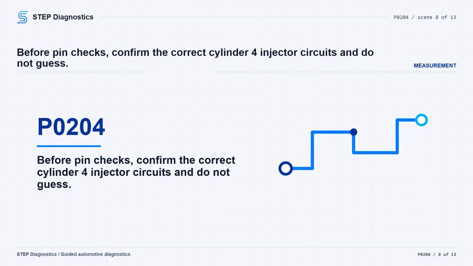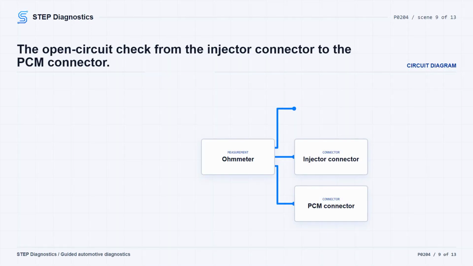With the ignition off, disconnect the direct fuel injection fuel injector connector and the PCM connector. This test set covers multiple injectors, so only measure the circuits that apply to cylinder 4 and the component being diagnosed. If you cannot positively identify the correct cylinder 4 injector connector and circuits, pause and do not guess. For the open circuit check, resistance must be less than 5 ohms. If it is not less than 5 ohms, repair the open circuit, clear the PCM DTCs, and repeat the self-test. If it passes, keep going.